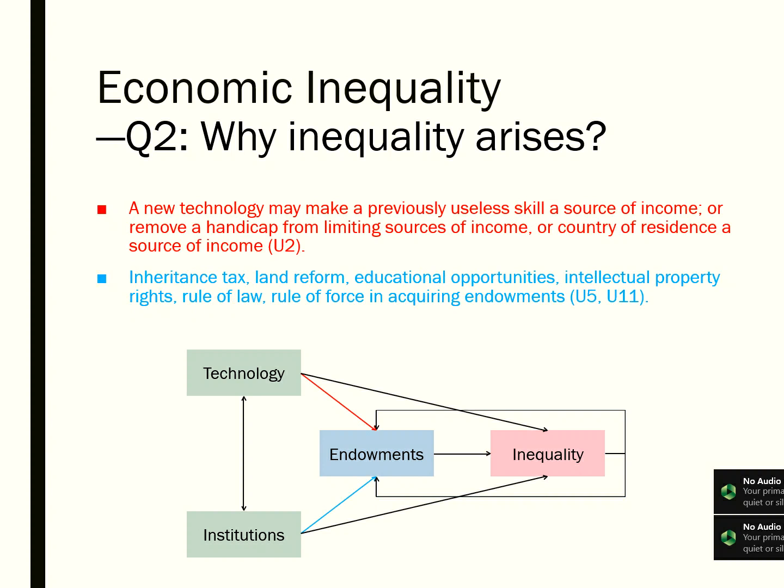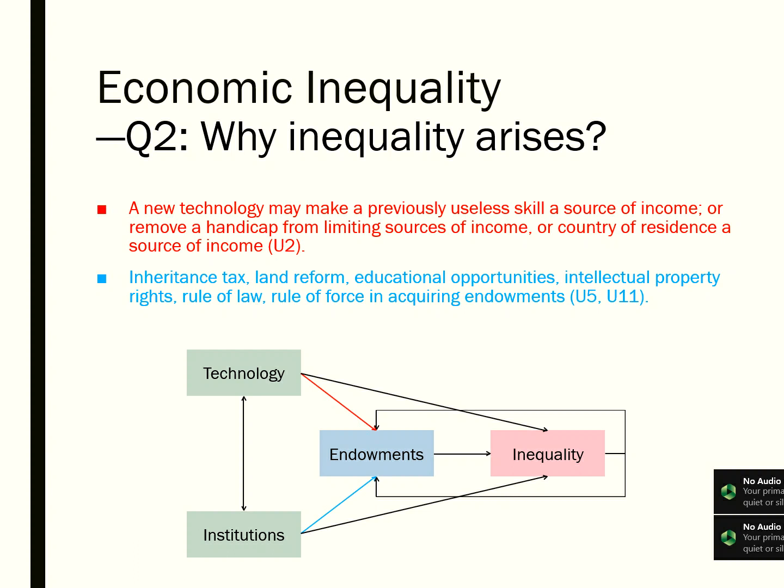Now let's look at the indirect effects of technology and institutions on inequality. As we have seen in Unit 16, technological progress can cause creative destruction, leading to a change of value of previously useless skills or resources. For example, oil may be worthless before the 19th century, but it became essential after the Second Industrial Revolution. A huge wealth was created for those oil-rich countries. That is why the oil is also known as black gold.